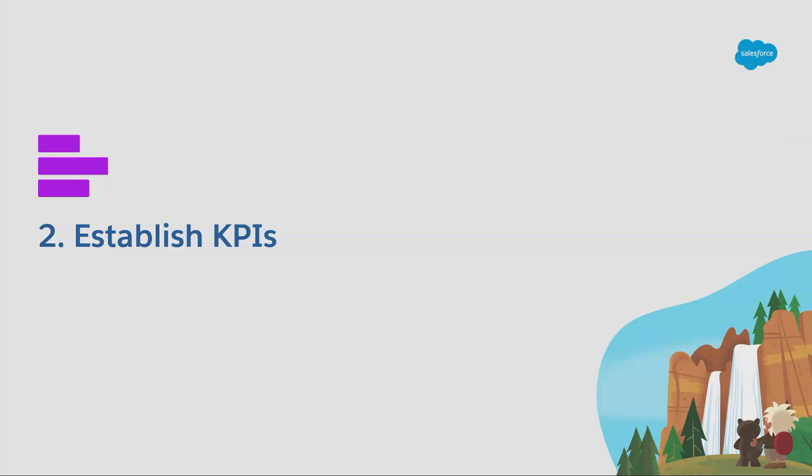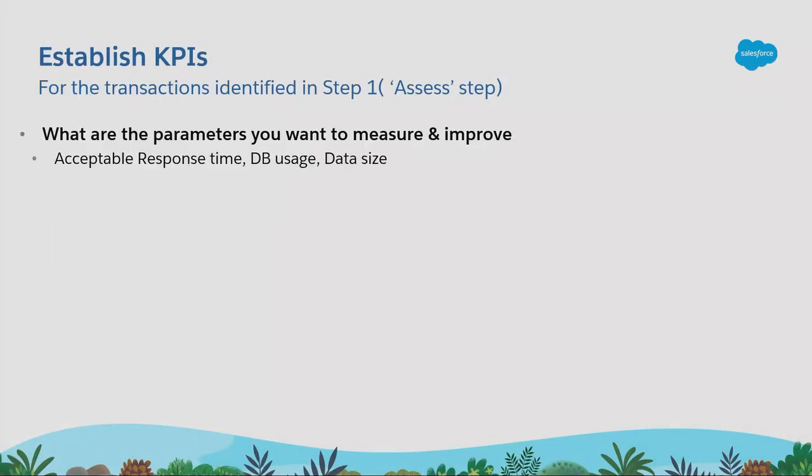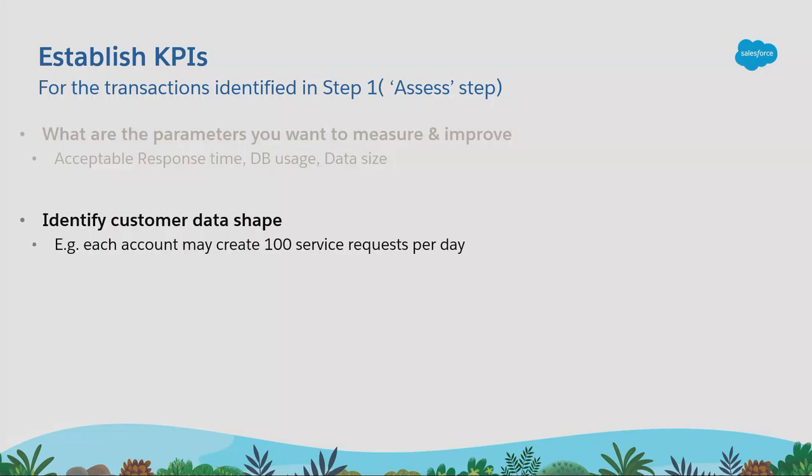Next, you establish KPIs. When you establish KPIs, you need to figure out what parameters you want to measure and improve. Are these the response times? Is it other resources like DB usage or data storage? For instance, you may create a large number of records, which you may then have to think about archiving and so forth. But if that's the KPI, then it should be cleared out at the outset.